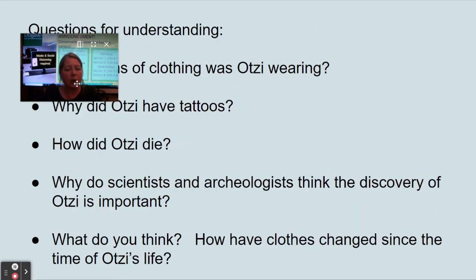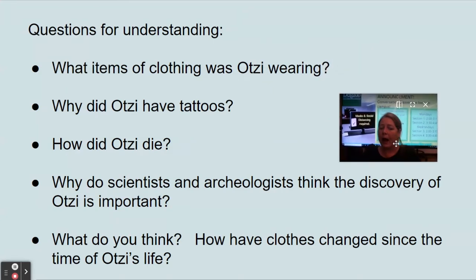All right, there's some more questions for understanding. What items of clothes was Ötzi wearing? Why did Ötzi have tattoos? How did Ötzi die? Why do scientists and archaeologists think the discovery of Ötzi is important? And what do you think? How have clothes changed since the time of Ötzi's life?